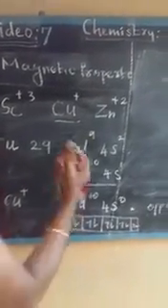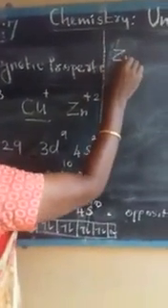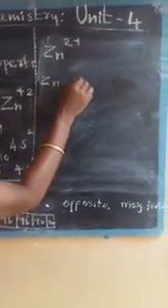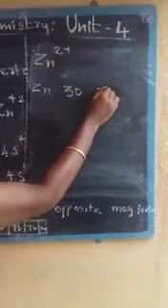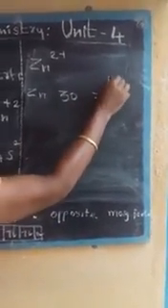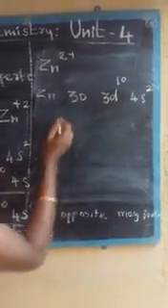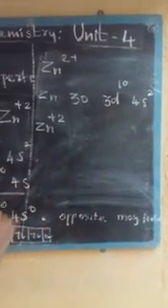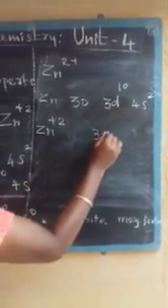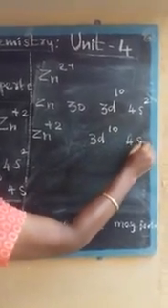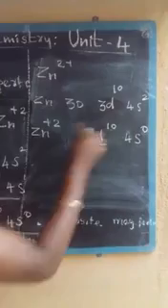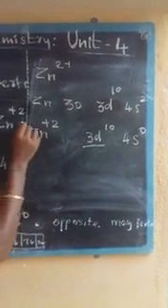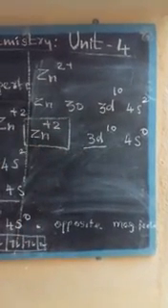See the next example, Zn 2 plus. Zinc has atomic number 30, electronic configuration 3d10 4s2. So for Zn plus 2, the 4s electrons are removed: 3d10 4s0. Now in the d orbital there are 10 electrons, all paired. So Zn2 plus is diamagnetic in nature.